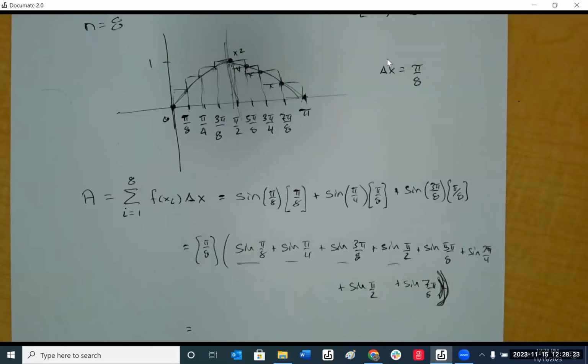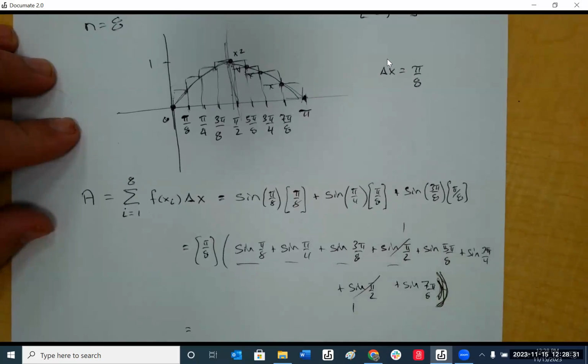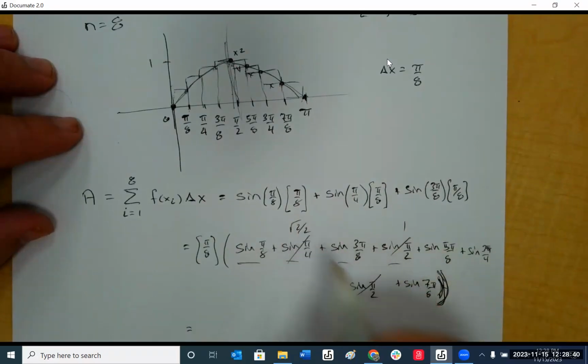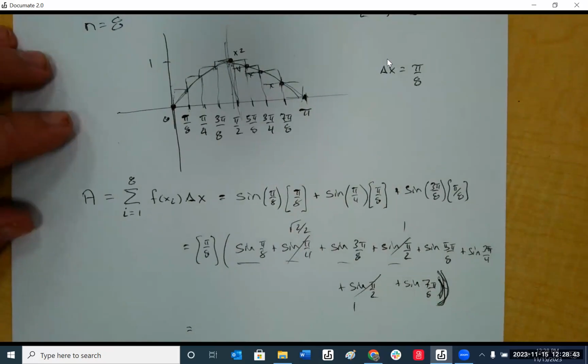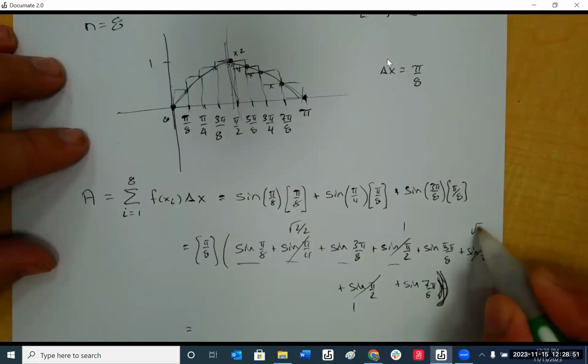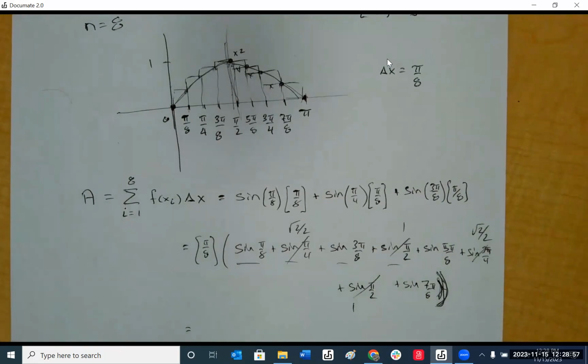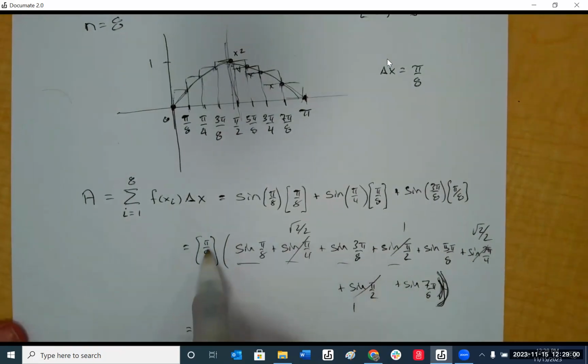And this is where calculators come in. Sine pi over 8, sine pi over 4. I mean, some of these we can figure out. Sine pi over 2 is 1. Sine pi over 2 is 1. Pi over 4, that's square root of 2 over 2. 3 pi over 4 is also square root of 2 over 2. Yeah, so we still need decimals for all these. And then multiply by pi over 8. What's your final answer?